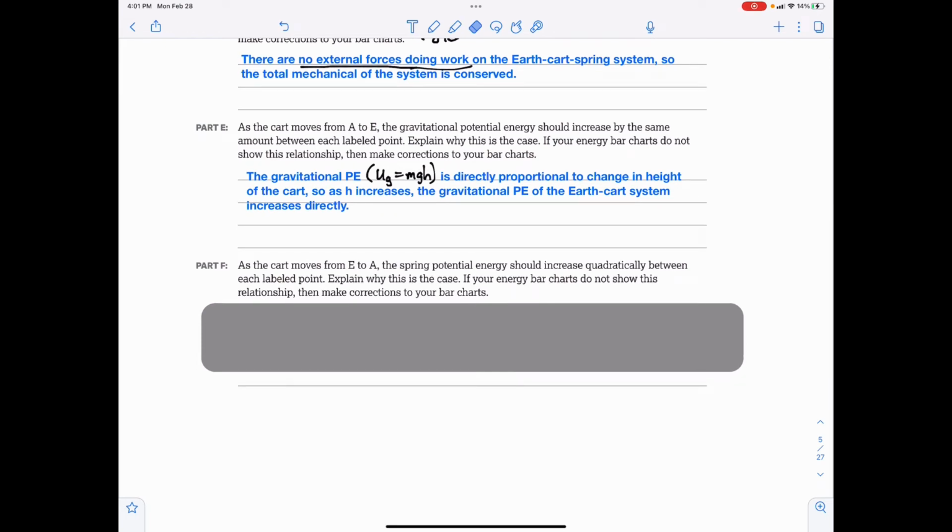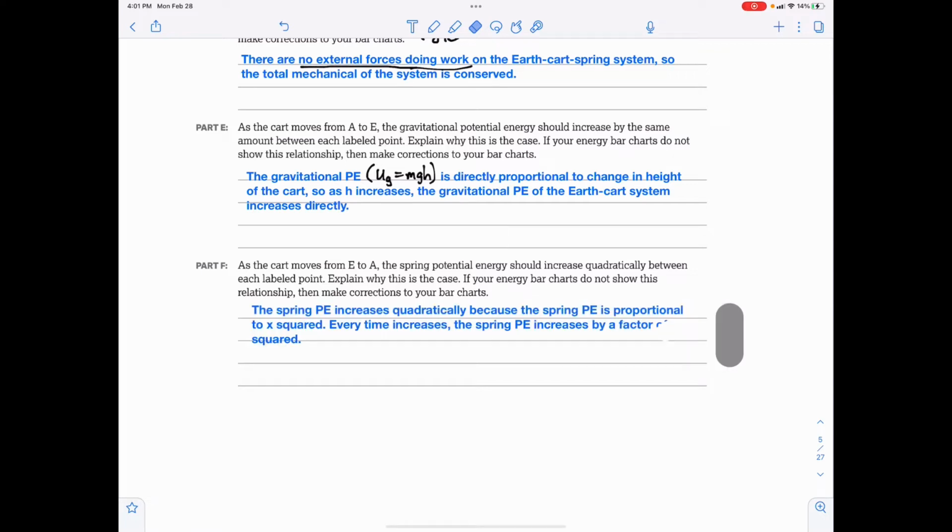Part F. As the cart moves from E to A, that means down the incline, the spring potential energy should increase quadratically between each labeled point. Explain why this is. If your energy bar chart does not show this relationship, make the corrections to your bar chart. Again, spring potential energy is equal to 1/2 kx squared. So you can see spring potential energy is proportional to the square of the x, not just x. So that means every time the spring potential energy will increase by a factor of x squared.